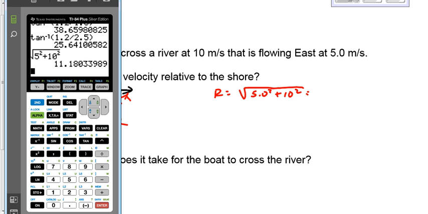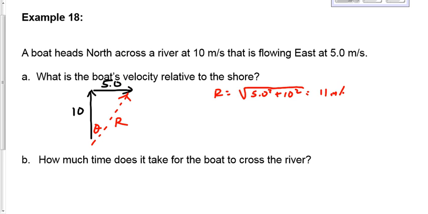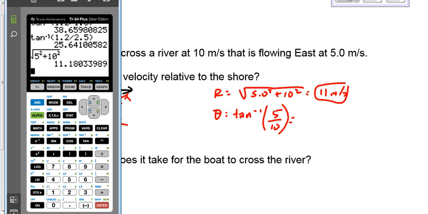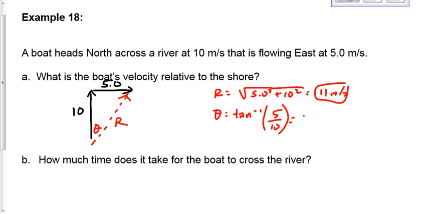11.1. Let's just say 11 meters per second to two significant figures. Theta is the inverse tan of opposite over adjacent. Nothing new in this question, right? It's the next question that becomes a little bit more challenging. 27 degrees. We're going to say that's 27 degrees east of north, although you could have drawn it differently and gotten, what would it be, 53 degrees north of east? Both are correct, right? Good with that? Not too bad.